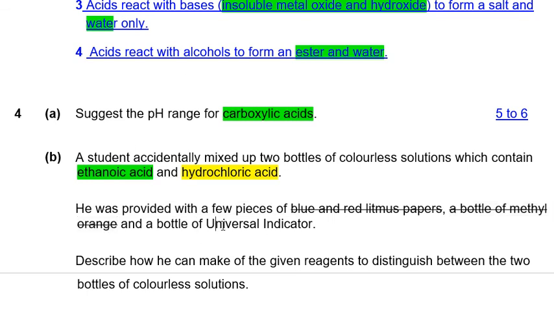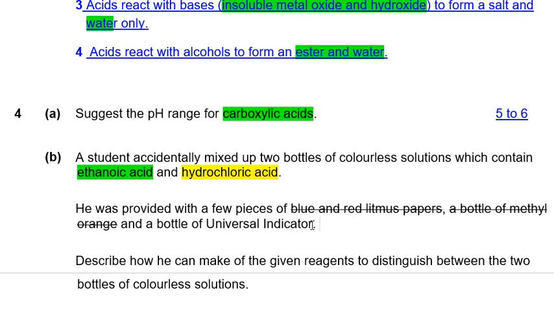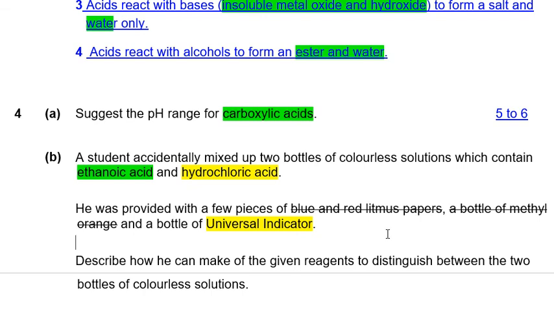Now this leaves us with your universal indicator, which actually will change color according to the pH of the solution that's present. So we will need to make use of the universal indicator to help us to differentiate between the ethanoic acid and your hydrochloric acid. So let's take a look at how we can describe and answer this question.